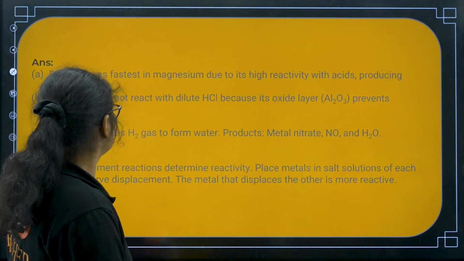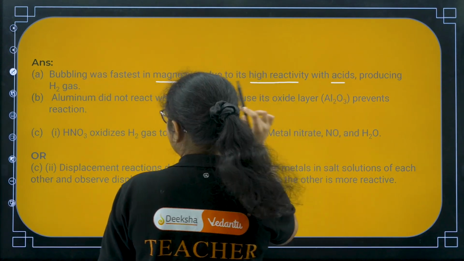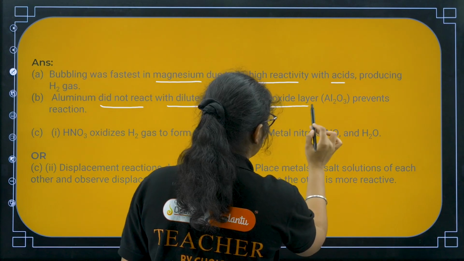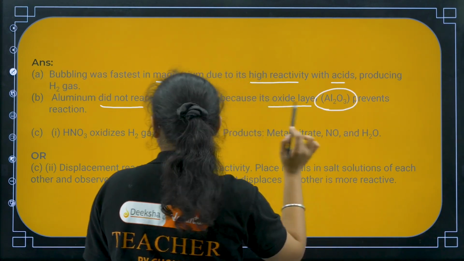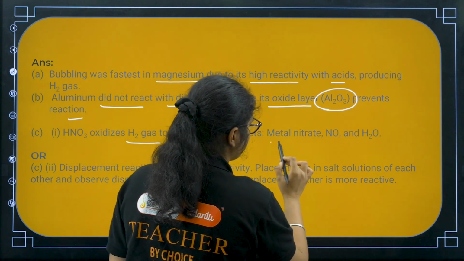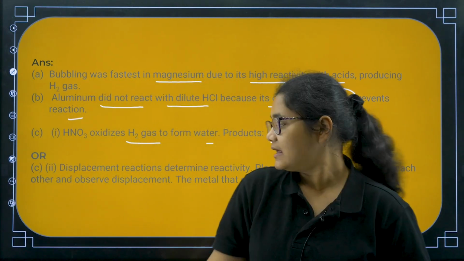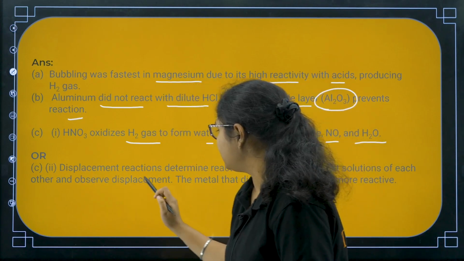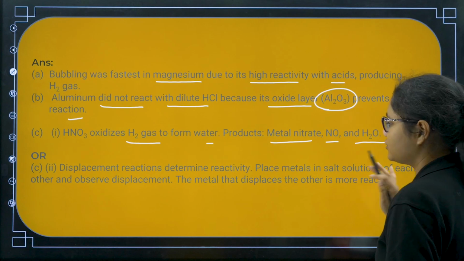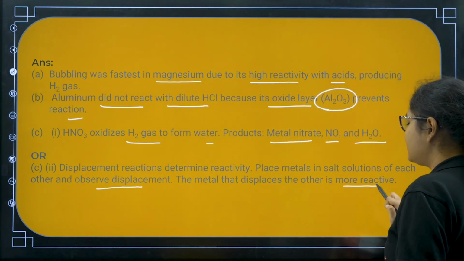Okay. So you can see here, bubbling was fastest in magnesium due to its high reactivity with acids producing H2 gas. Now aluminium did not react with dilute HCl because its oxide layer, that is aluminium oxide, prevents reaction. HNO3 oxidizes H2 gas to form water. So the products are metal nitrate, NO and H2O. The final products you have to write, right? Next question was displacement reaction determines the reactivity. Place metals in the salt solution of each other and observe the displacement. The metal that displaces the other is more reactive.